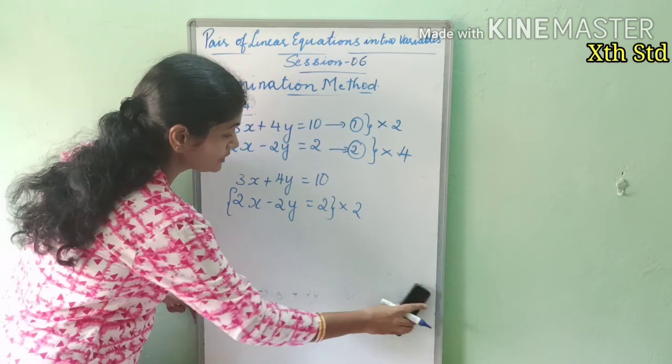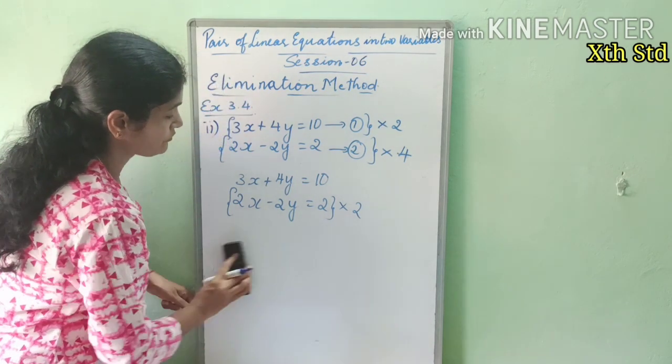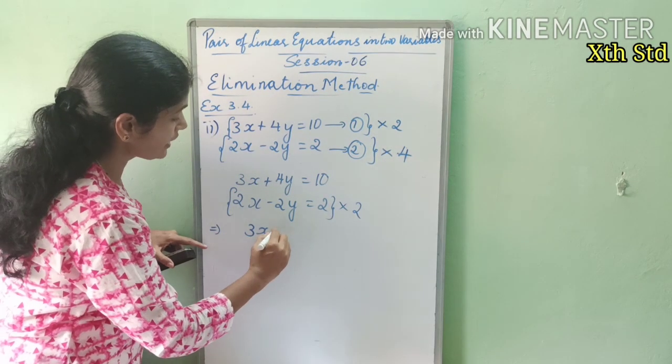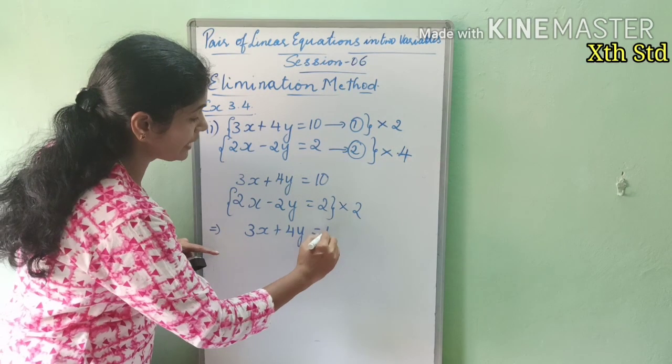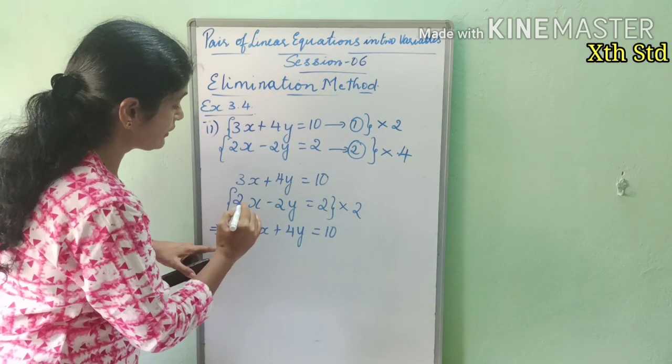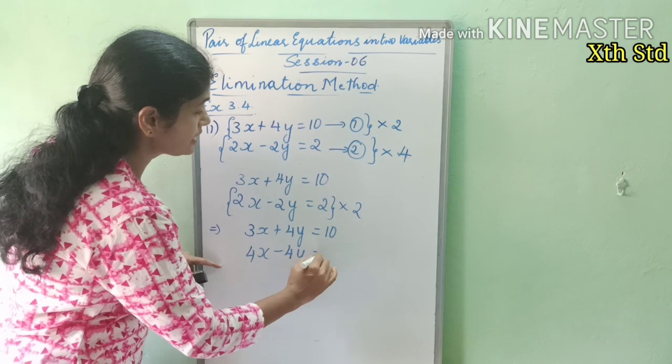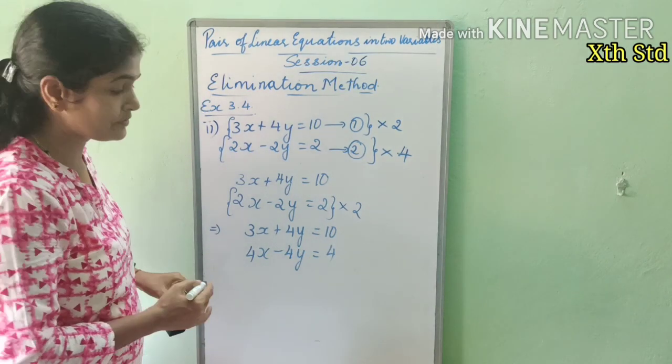If we do so, what do we get? The first equation is untouched. It remains the same. It is 3x plus 4y equal to 10. Then the second equation we have multiplied by 2. So 4x minus 4y is equal to 4. This is also absolutely right.